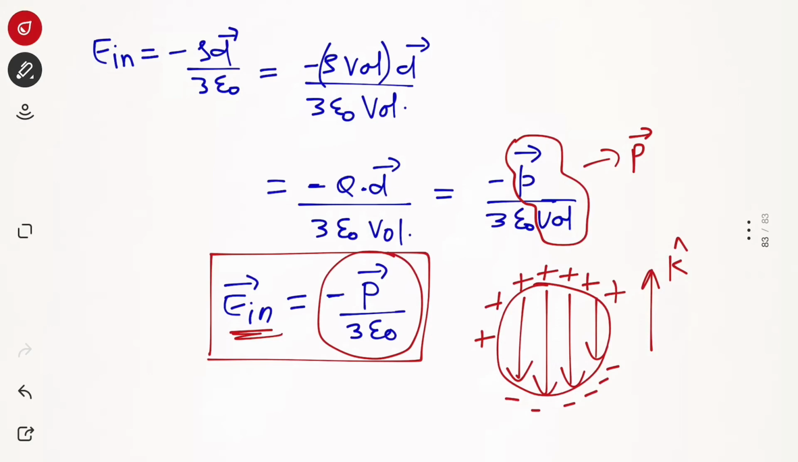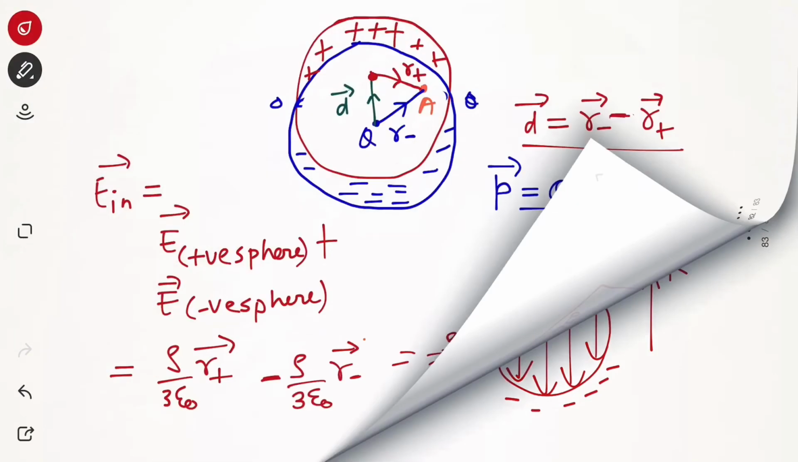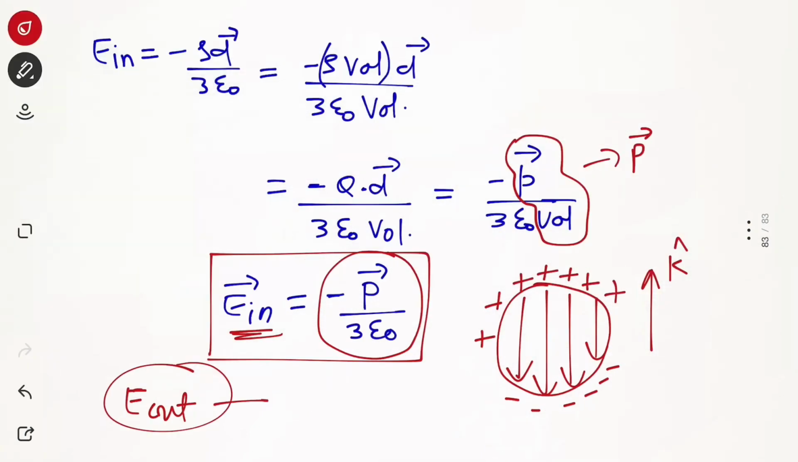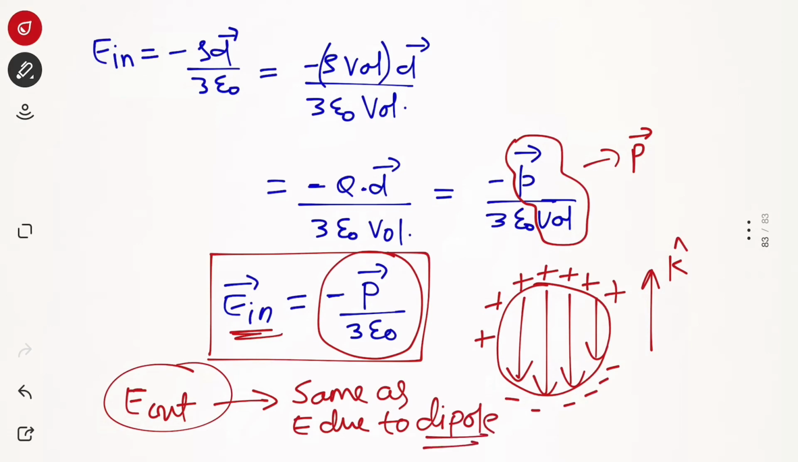Okay, now what will be the value of E outside? For E outside, we can directly say that it is making a dipole inside the sphere. It is having some net dipole. So we can say that E out will be the same as the electric field due to a dipole. It means we can directly use the electric field due to a dipole to find the outside electric field.